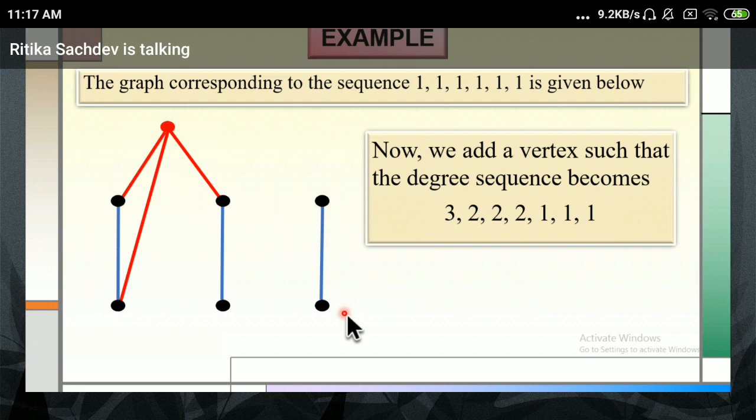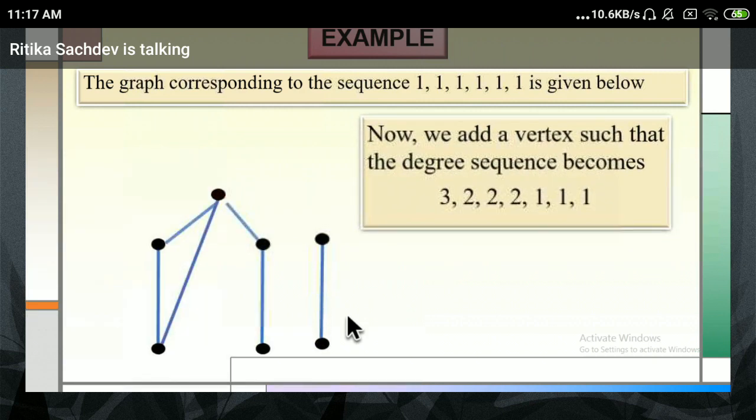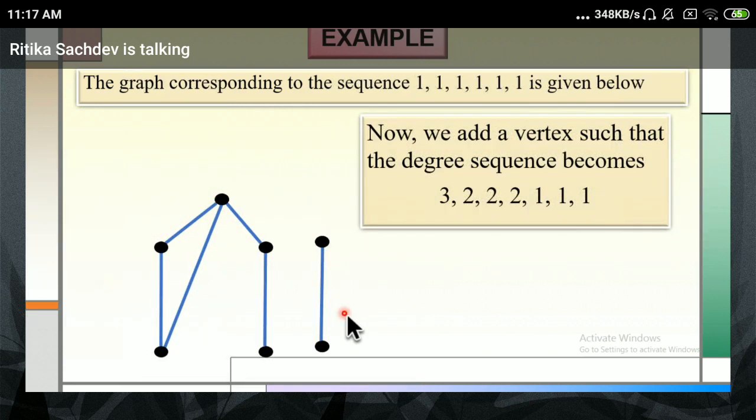Okay, so now the number of vertices is 7. So now I should add one more vertex. When I'm adding one more vertex, please note, this is my current graph. The current graph has 1, 2, 3, 4, 5, 6, and 7. And what is the degree sequence? The degree sequence is 3, 2, 2, 2, 1, 1, and 1.